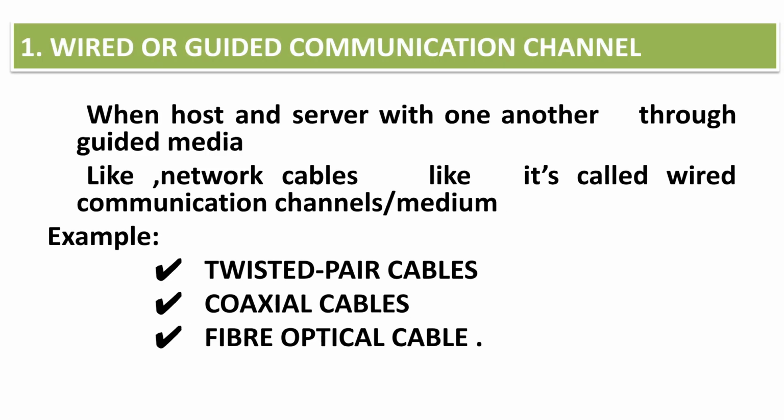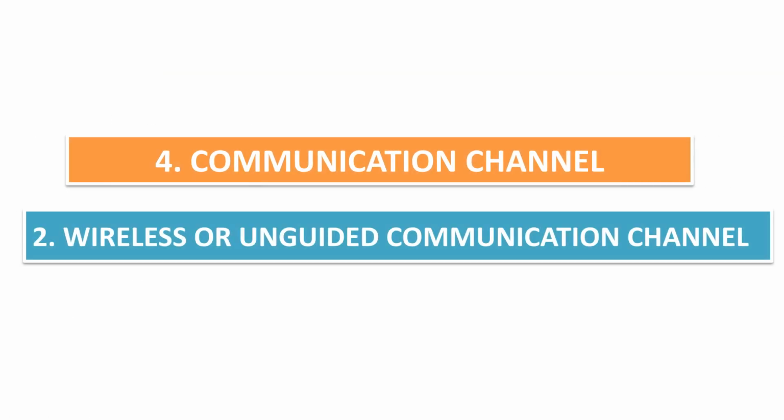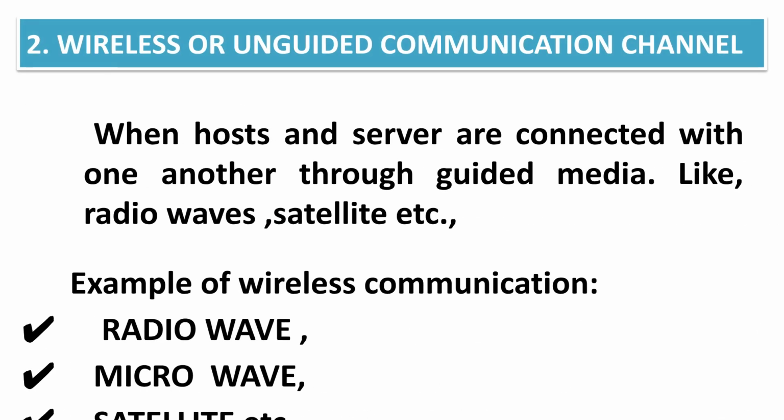Guided media involves physical connections like network cables. Common examples include twisted pair cables, coaxial cables, and fiber optic cables. Alternatively, we have the wireless or unguided communication channel. Unguided media facilitates connections through air or space, such as radio waves, microwaves, and satellite transmissions.